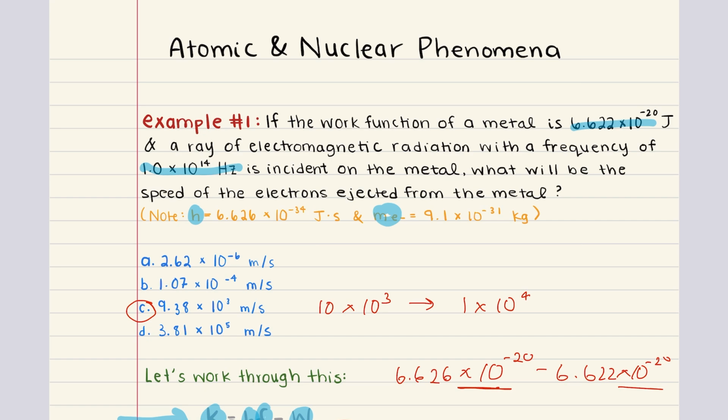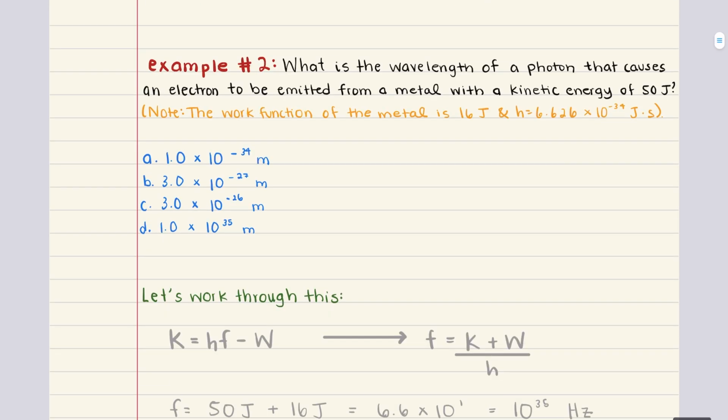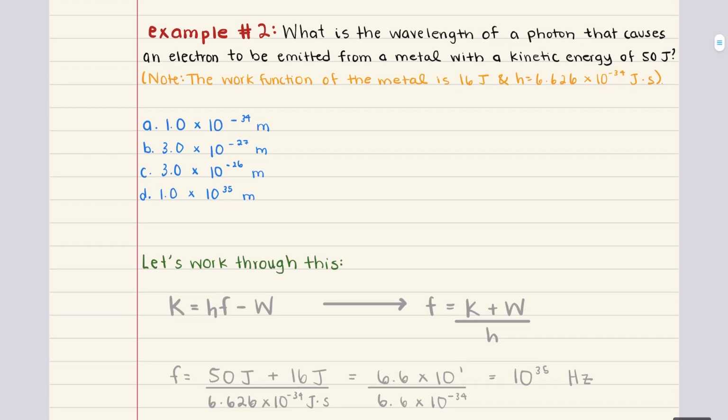And now we can move into problem 2. Problem 2 says, what is the wavelength of a photon that causes an electron to be emitted from a metal with a kinetic energy of 50 joules? Note that the work function of the metal is 16 joules, and we're given Planck's constant.